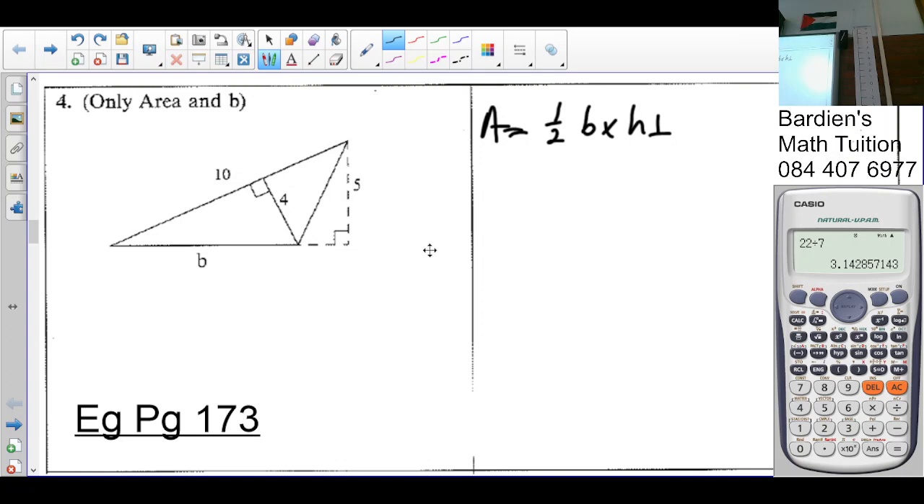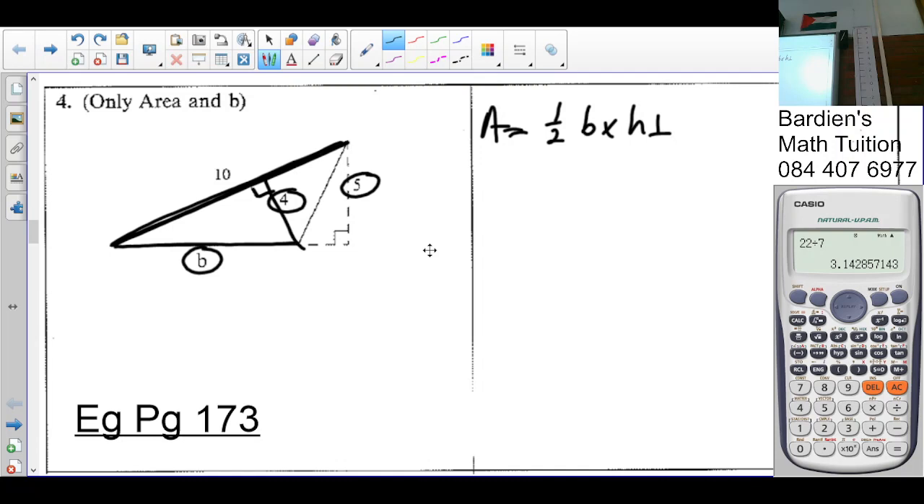So let's go again. The area of a triangle. What's the area of a triangle? You're right. So if B is your base, what's your perpendicular height? 5. But if this is your base, then what's your perpendicular height? Which length is standing 90 degrees to that base? Is it 5? Is it B or is it 4? 4. As you can see, it's 90 degrees there.